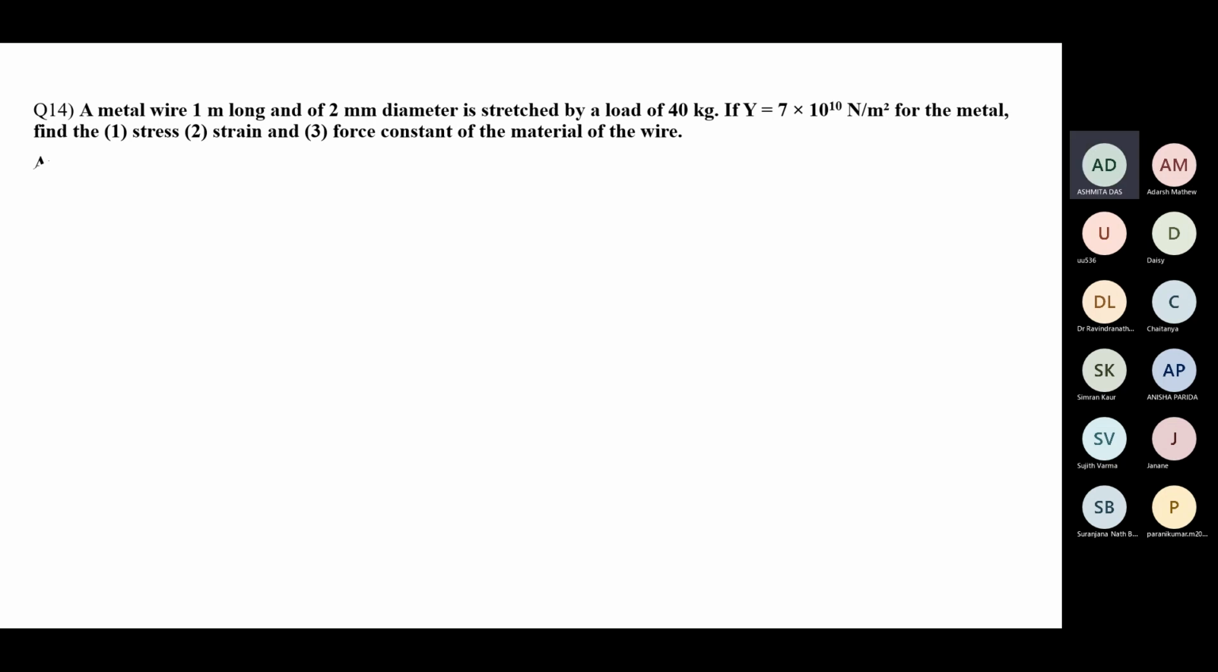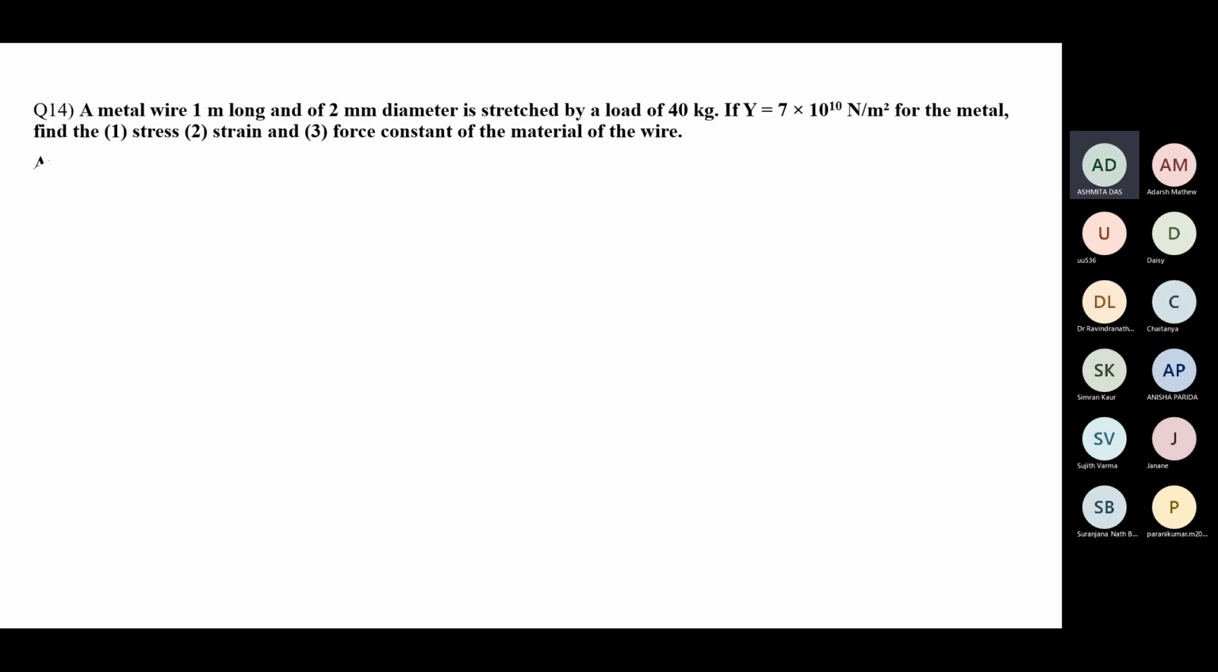Okay. So the correct answer of this is: the initial length of the wire is L = 1 meter. Diameter of the wire is 2 millimeter. So the radius comes around 1 millimeter, that is equal to 10 to the power minus 3 meter. Load attached to it is 40 kg and the Young modulus of the metal is 7 into 10 to the power 10 Newton per meter square. So as per the question, we first find out the stress.